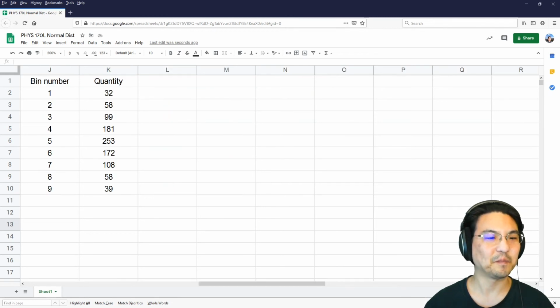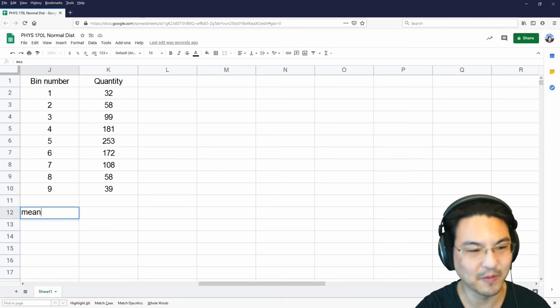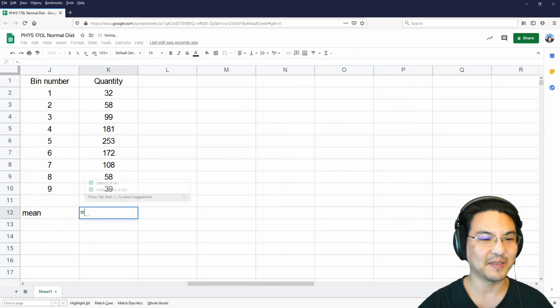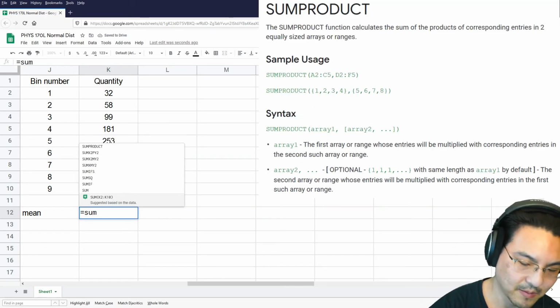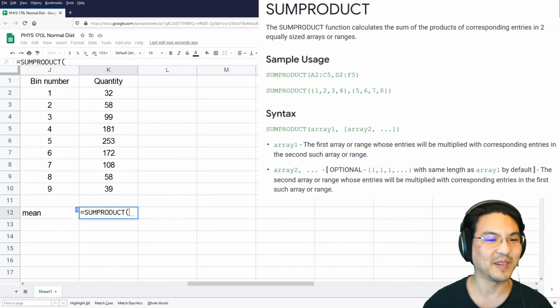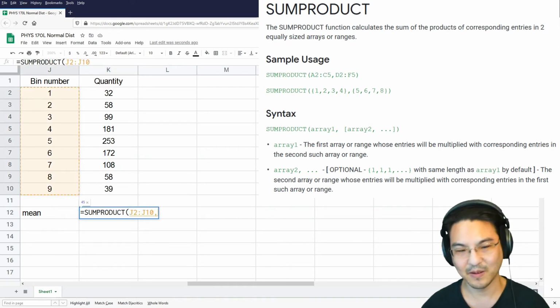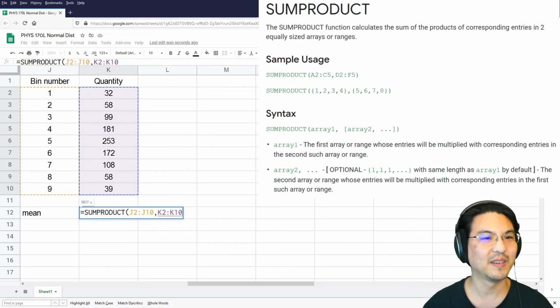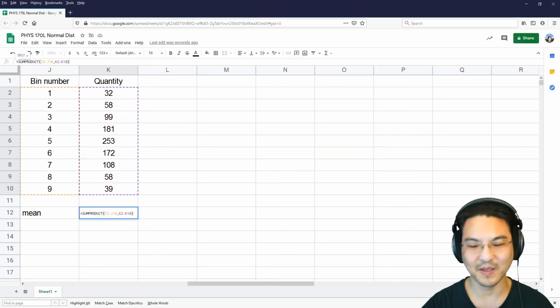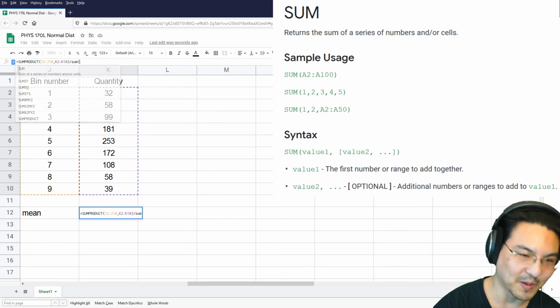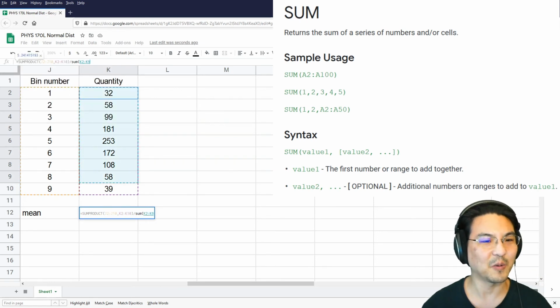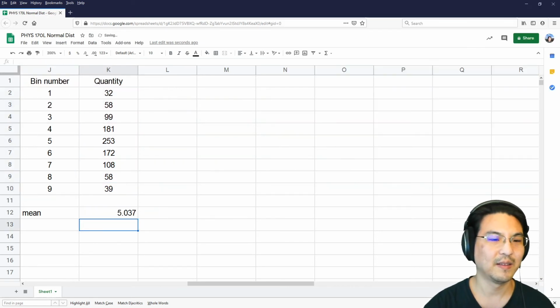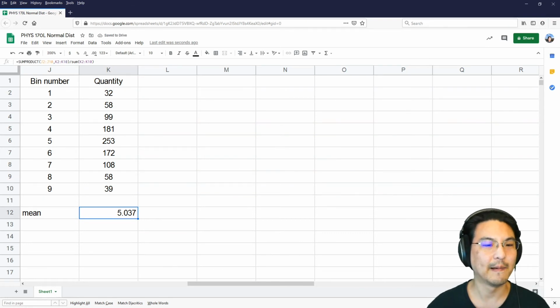So the method works. All right, let's try it on my data over here. Okay, so let's go through the process again. For the mean, it is sum product of all of this, comma, all of this. That's the numerator. Then the denominator, sum of all of these quantities, the weights. Okay, so there's the mean. Close to the target bin 5. I was a little bit off to the right.